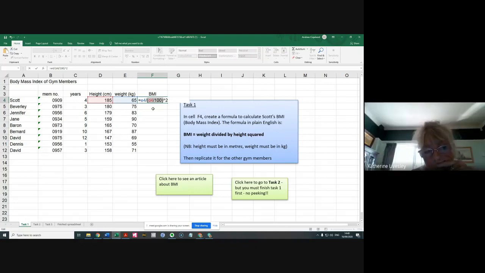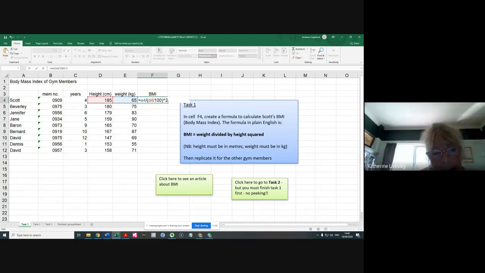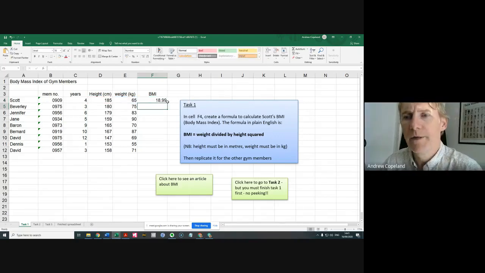If I press enter, the sign that it's worked correctly or not will be whether, with BMIs, they're usually within the range of the 20s and 30s, or maybe a bit less than 20. The average person will be somewhere in the 20s usually. So if I press enter, fingers crossed, if it comes out in the 20s, we know we've got it right. Let's see. 18.99. It's a little bit below, but that's because Scott is quite tall and his weight is 65 kilograms, which is not very much actually. So that is correct, that's worked okay.